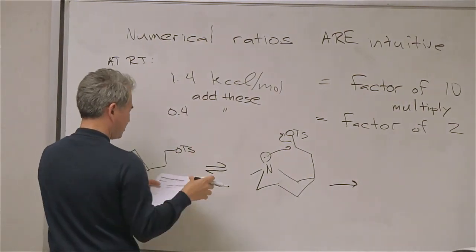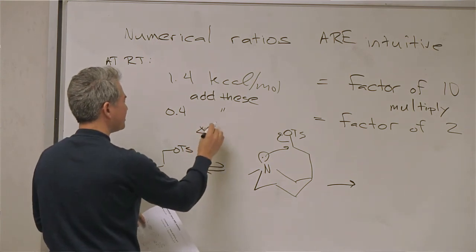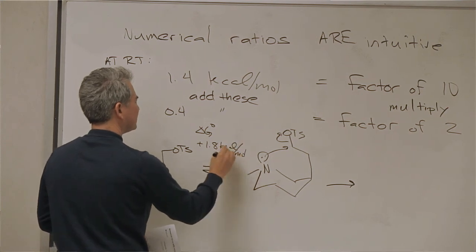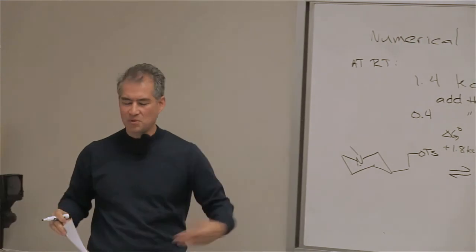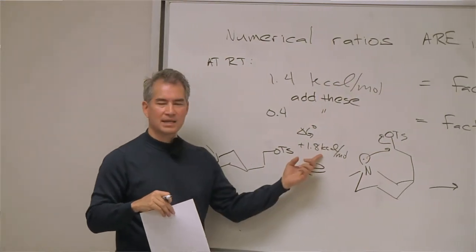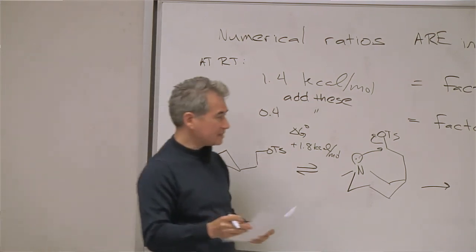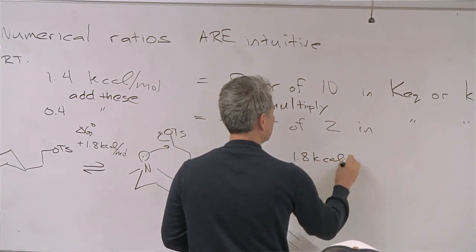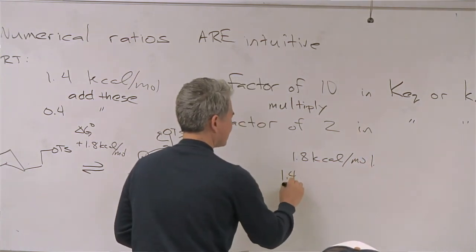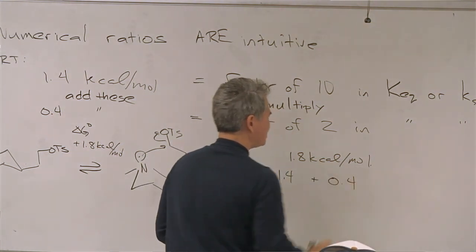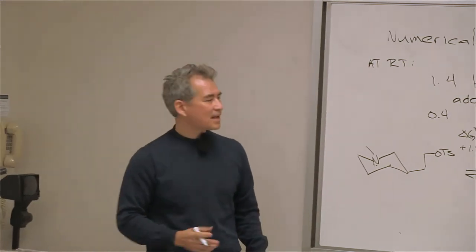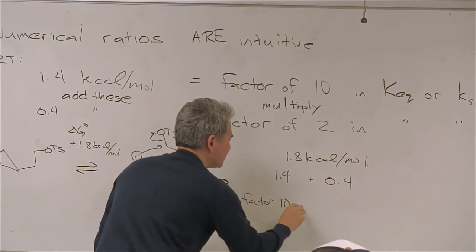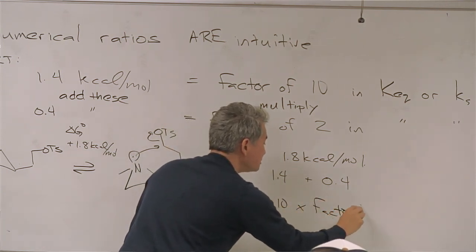Maybe you could get on a computer and do an electronic structure calculation to estimate that the energy difference here is 1.8 kcals per mole. That's easy to do: draw the picture on a computer and ask for the energies of each. It's easy to get numbers like this. What does that mean? Or you're sitting in a seminar and somebody tells you 1.8 kcals per mole. That's like 1.4 kcals per mole plus 0.4 kcals per mole, kind of like a factor of 10 and a factor of 2. And you multiply factors.